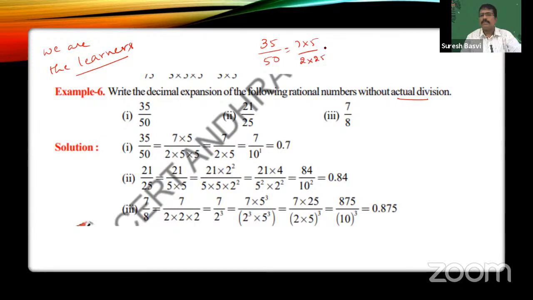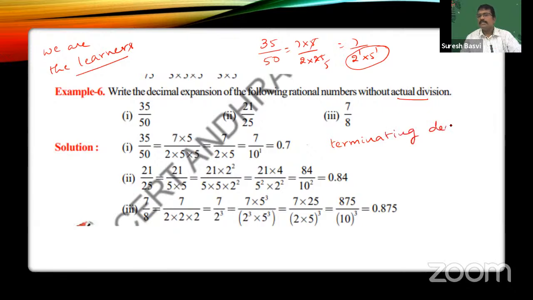2 into 25. Am I right? So 5 5 is 25. 7 by 2 power 1 into 5 power 1. Am I right? So it is clearly in the form of 2 power n into 5 power m. It is going to terminate. Terminates. Am I right, Nana?